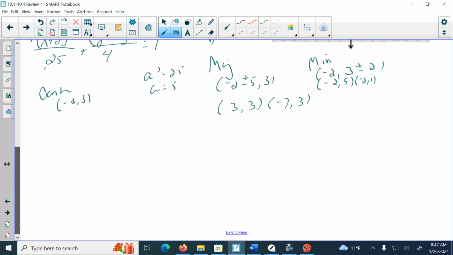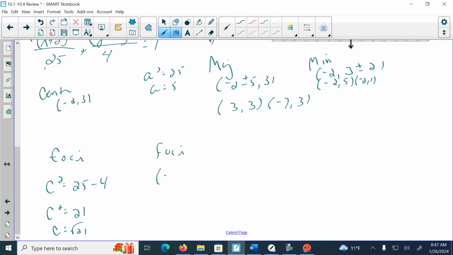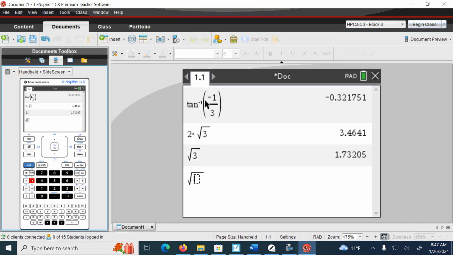Find my foci. I need to find my c. So c squared is equal to a squared minus b squared. So c squared is equal to 21. So c is equal to the square root of 21. So my foci is going to be my x coordinate plus or minus my c, and it's happening on the x because that's where my major axis is. And I don't know what the square root of 21 is, and I didn't write it down. I'm at 4.5-ish.